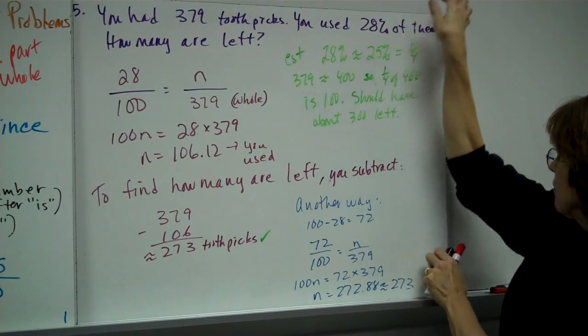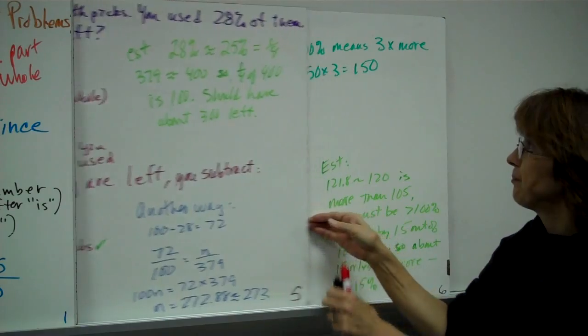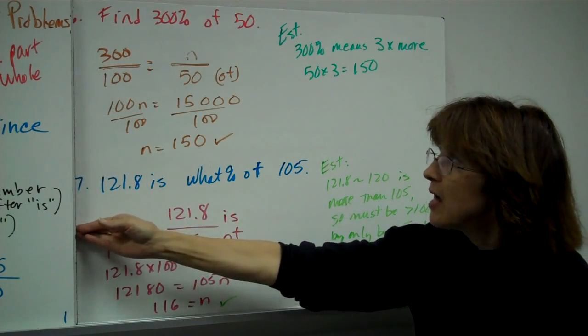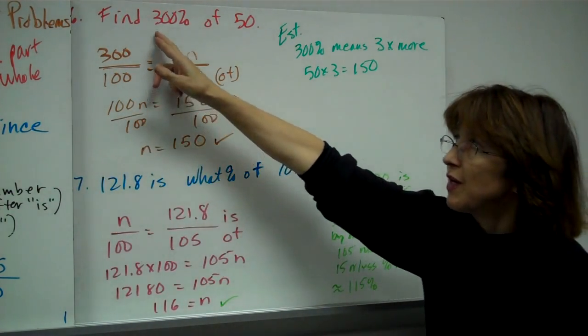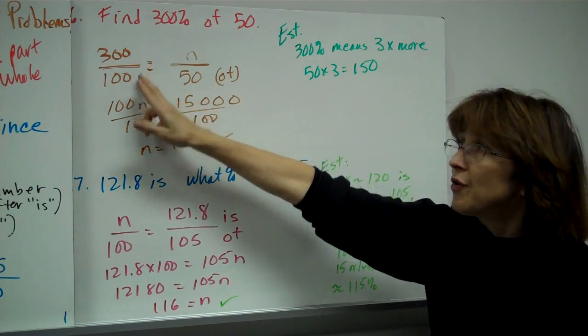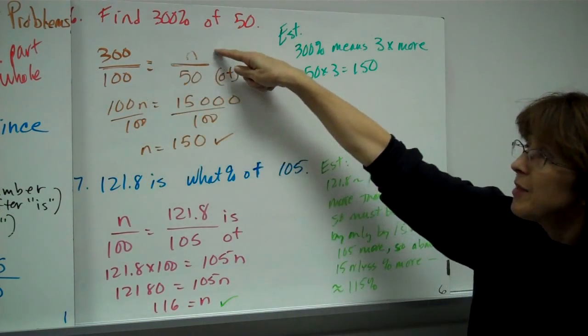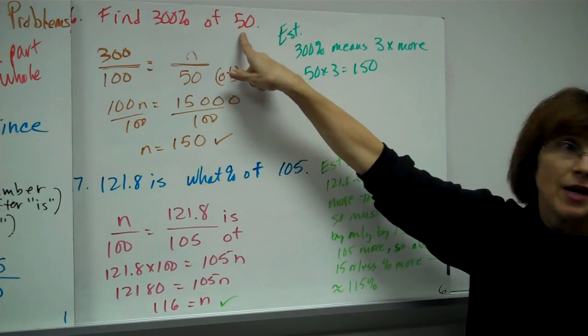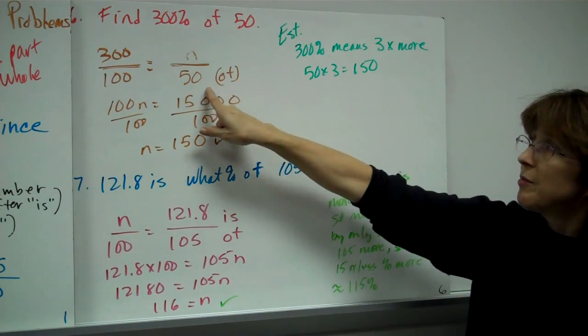Okay, one last board here. We're almost done. Sometimes the number is going to be bigger. Sometimes you have to find 300% of 50. So it's going to be 300 over 100 is equal to some number over 50. Remember, the word after the "of" is your whole. That goes on the bottom.